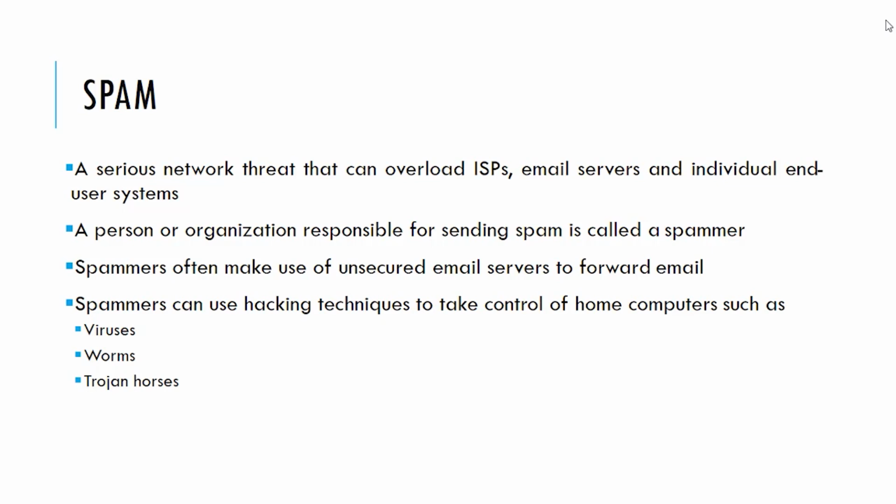Spammers often make use of unsecured email servers to forward email. Spammers can use hacking techniques to take control of home computers, such as viruses, worms, Trojan horses. Spammers send an email with an attachment containing viruses or worms or Trojan horses to 1 million users, for example. 10 of them may open this attachment, may download and install this program, so the spammer in this way has gained access to these computers that were fooled by his attachment, and now they are under his control.